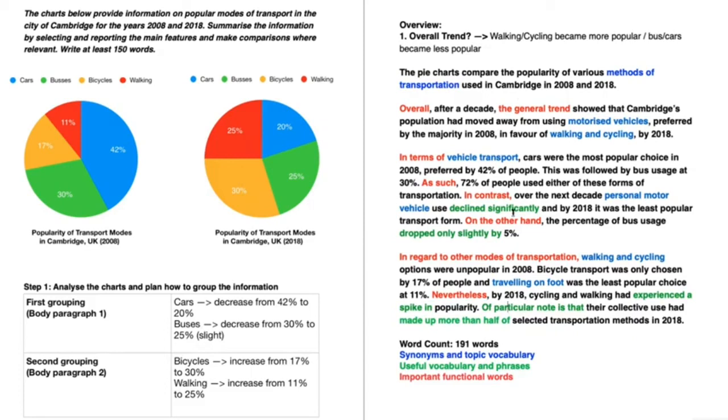That is all of our information. Keep in mind, we've used our important functional words throughout, synonyms and topic vocabulary. We didn't really have that many to choose from, but remember that you can say motorized vehicles for buses and cars, really anything with a motor, walking and cycling, vehicle transport, personal motor vehicle for a car.